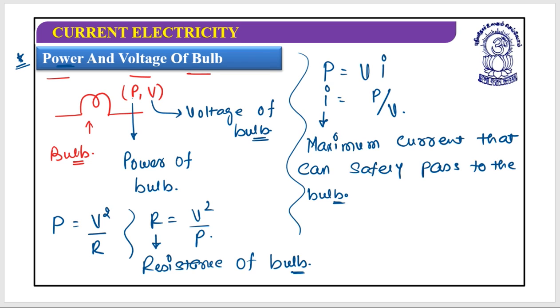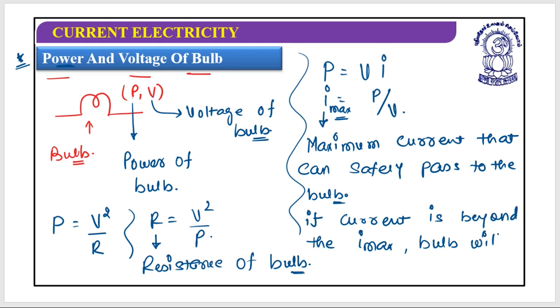It means that this can be written as I max. If the current is beyond the I max, this bulb will fuse. Is it clear that if the current is beyond the I max, this bulb will be fused? Is it clear? Yes.